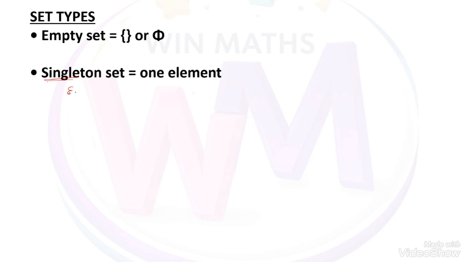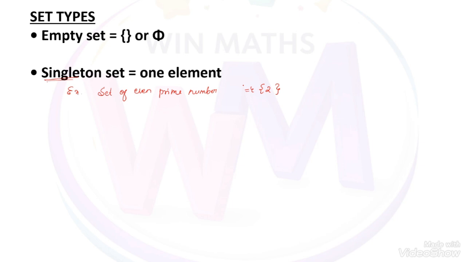So example, set of even prime numbers. What are the elements of even prime numbers? Only 2 is the even prime number. In that, the prime number 2 is the only element as an even prime. This is the example for singleton set.